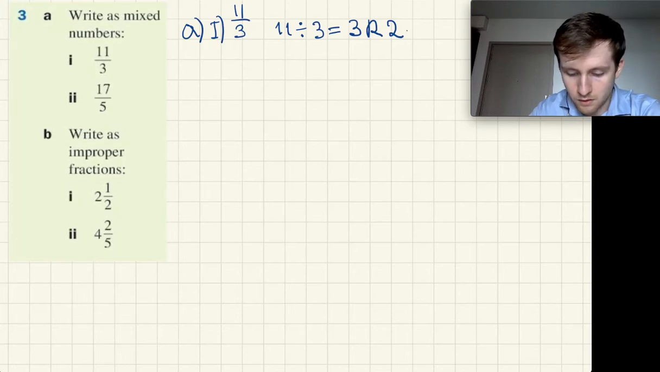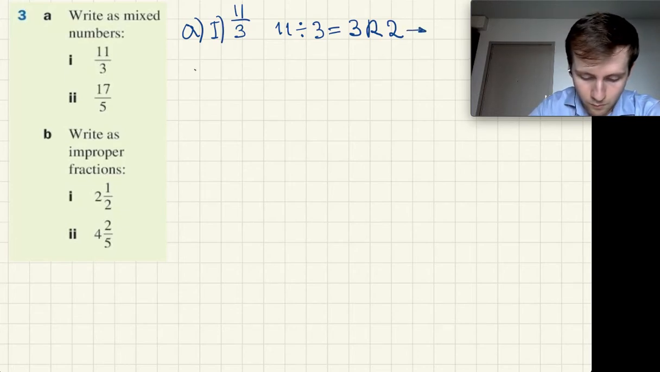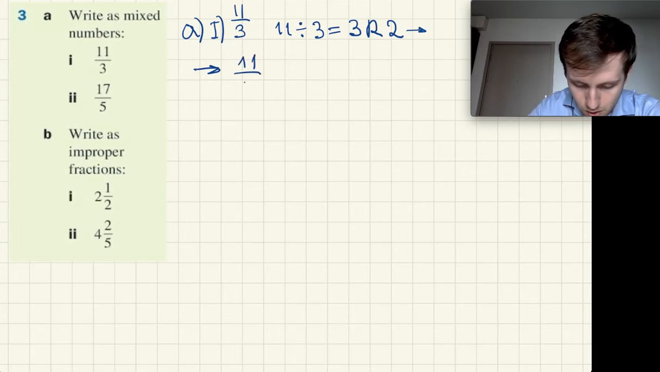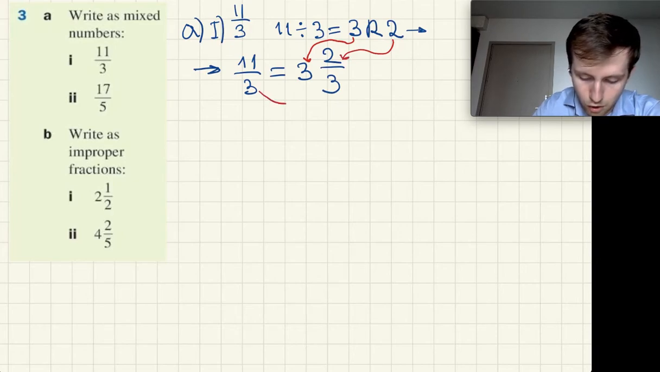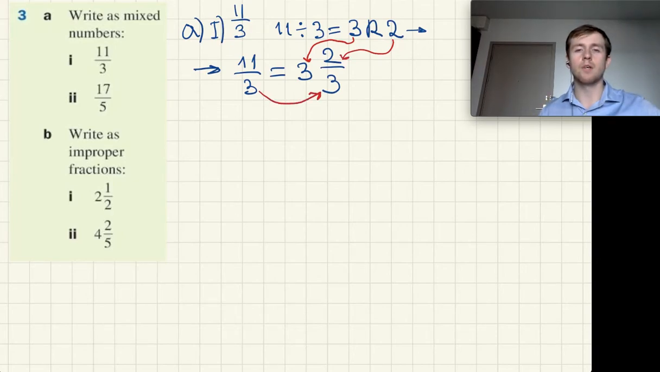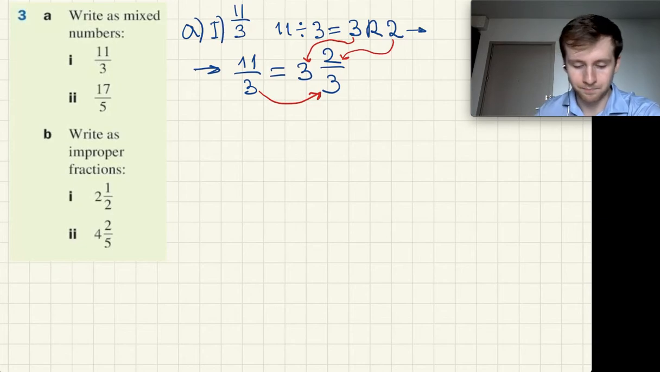So that means that 11 over 3 is actually equal to 3 and 2 over 3. So this 3 comes from here, 2 is our remainder, and the denominator we keep the same. We don't change it. So 3 and 2 over 3.